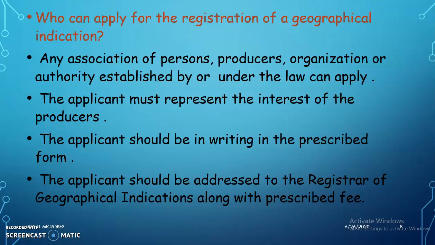Who can apply for registration of a geographical indication? Any association of persons, producers, or organization or authority established by or under the law can apply for the registration of a geographical indication. The application must represent the interest of the producer. The applicant should write in a prescribed form, addressed to the registrar of the geographical indication along with the prescribed fee.